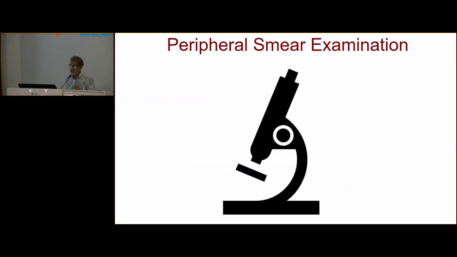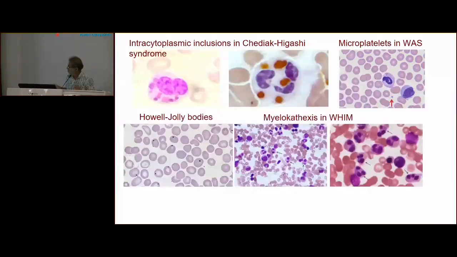So, in addition to a CBC, a peripheral smear examination is also very important. And this is a case of Chediak-Higashi syndrome, where you can see these giant inclusions in the cytoplasm. And this is a microplatelet in a child with Wiskott-Aldrich syndrome. Howell-Jolly bodies are seen in patients with asplenia. There is a congenital form of asplenia because of a defect in the RPSA gene, where you will see these Howell-Jolly bodies even in a newborn.